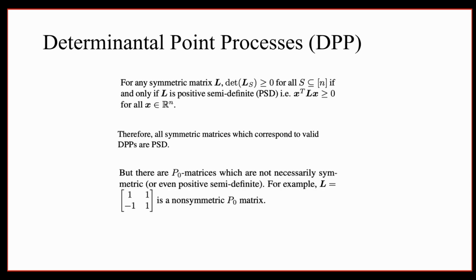But it turns out that there are P0 matrices which are not necessarily symmetric. So P0 is the condition that the determinant of every possible principal submatrix is non-negative. If you look at this 2 by 2 matrix, this is a non-symmetric matrix, but the determinant of every possible principal submatrix is still non-negative.